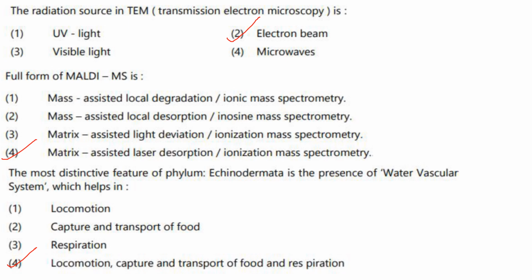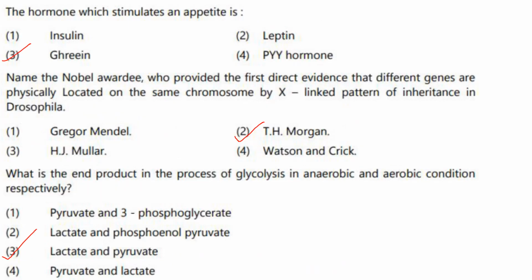Then next one. The most distinctive feature of phylum Echinodermata is the presence of water vascular system which helps in. So water vascular system, it helps in locomotion, capture and transport of food and respiration. So all three are given in option 4. So your answer is option 4. Then next one. The hormone which stimulates an appetite is. So out of these it is ghrelin, and that is option 3. They have made a printing mistake. It is GHRELIN. Answer is option 3.